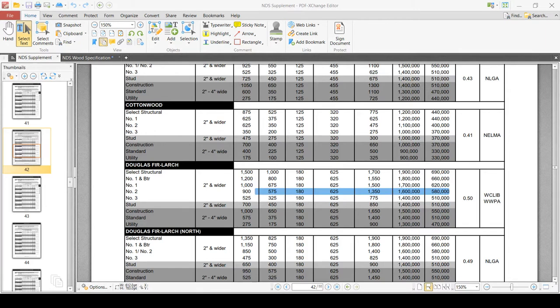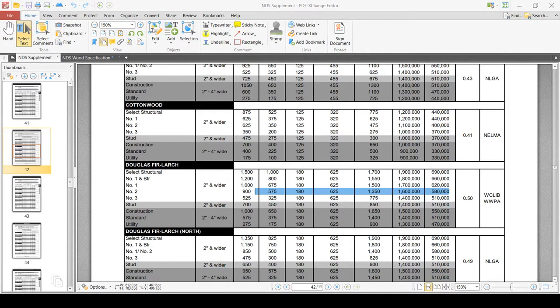As a reminder, you can find copies of the NDS and the NDS supplements on the web as free read-only versions, although they don't include the commentaries, which are useful if you want to do things like create a YouTube series. But if you're just looking for the basic tools of design, you can find the NDS and the NDS supplement digitally available for free on the American Wood Council's website. And G, the specific gravity, is 0.50.